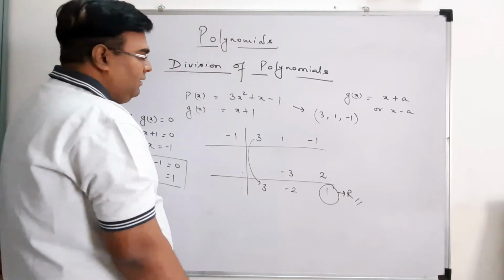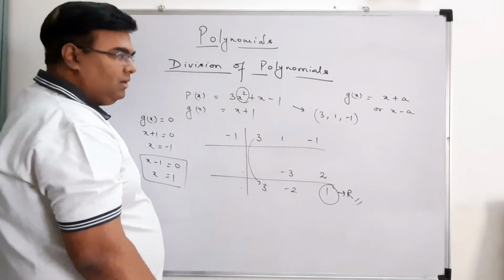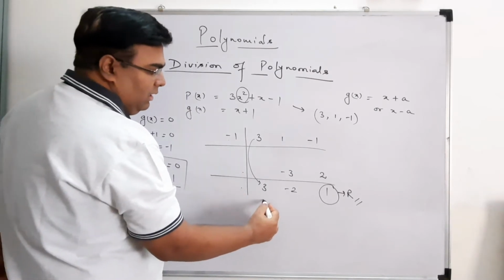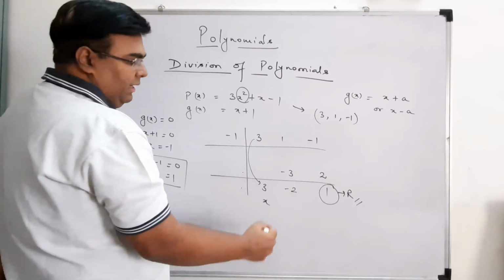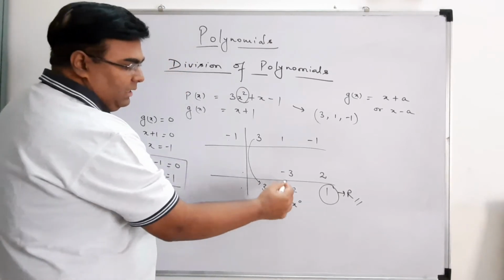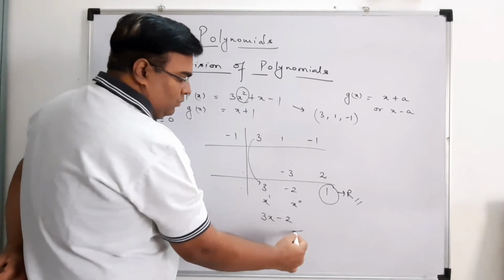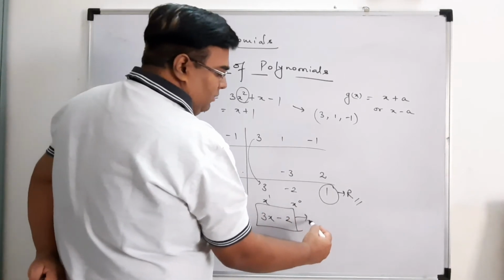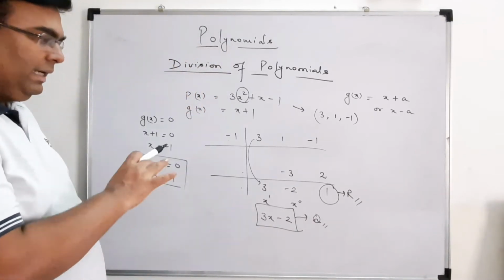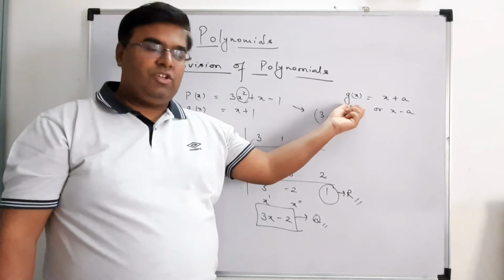Right? And our polynomial is starting with what? x square. So we will take one less power, like it will be x to the power 1, and here x raised to power 0, and multiply this. It will be like 3x minus 2. This is my quotient.